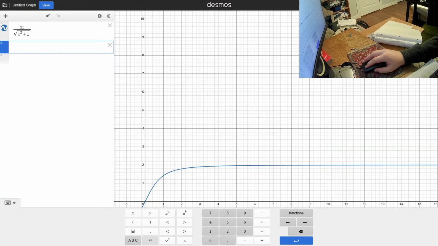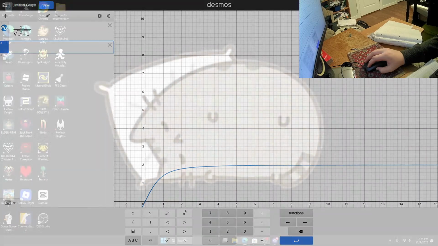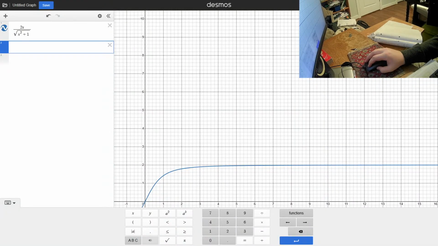Okay, root infinity is still infinity. Good on that.